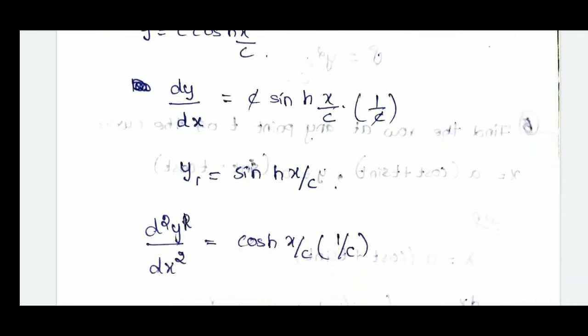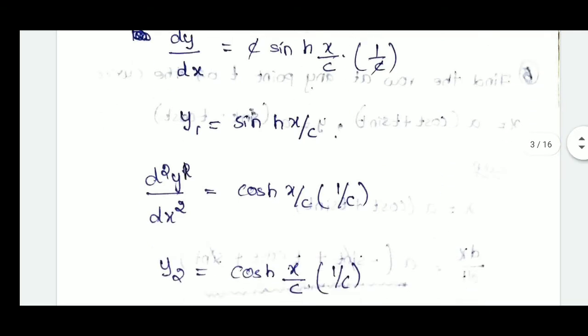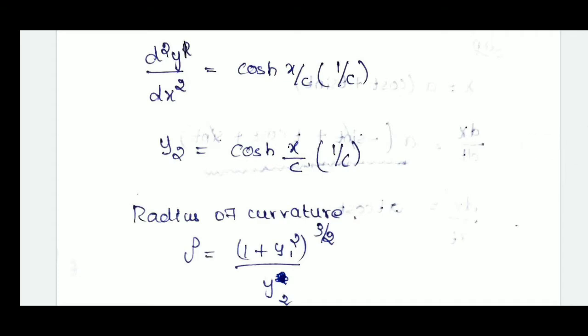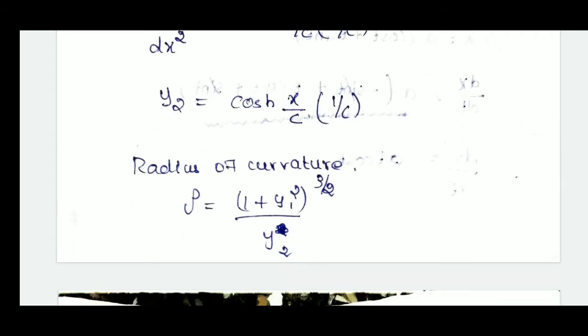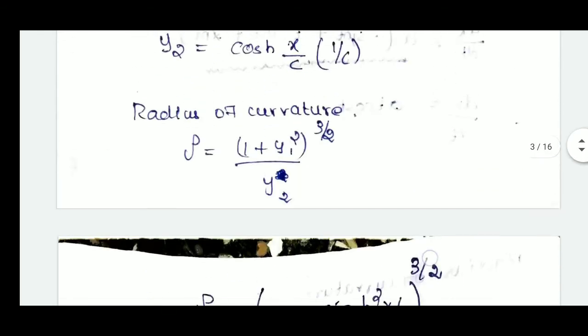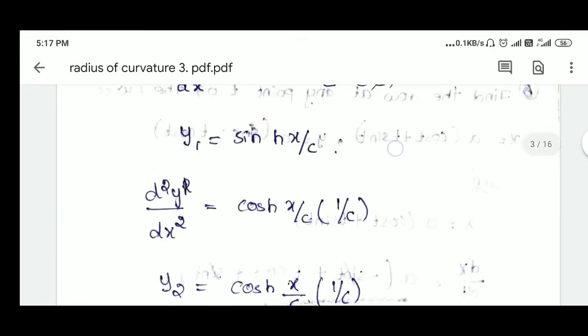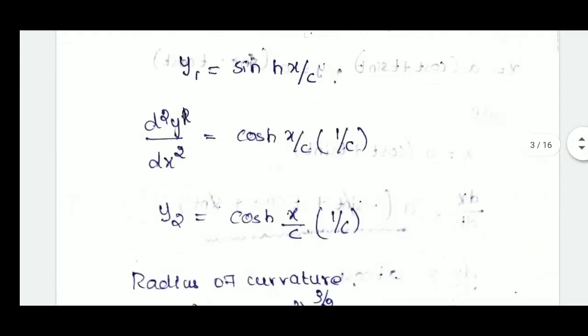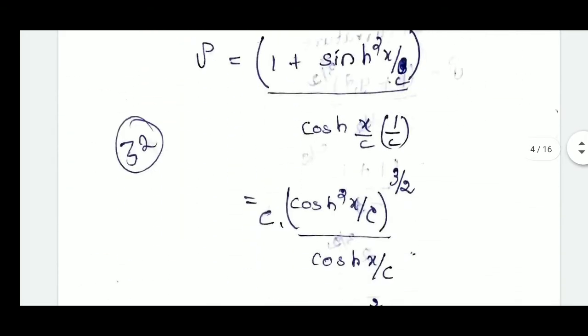Again differentiating with respect to x, d²y/dx² equals the differentiation of sinh(x/c), which is cosh(x/c) into 1/c. We denote the second differentiation by y2, so y2 = cosh(x/c) into 1/c. Radius of curvature rho = (1 + y1²) raised to 3/2 divided by y2. Substituting y1 = sinh(x/c) and y2 = cosh(x/c) into 1/c, we get (1 + sinh²(x/c)) raised to 3/2 by y2.